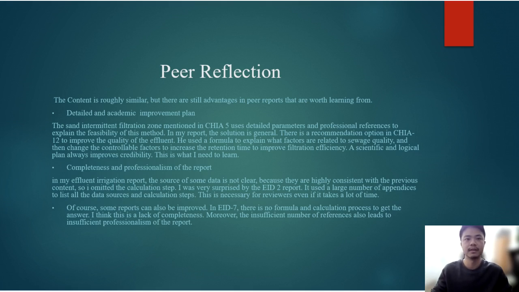Of course, some reports do need to be improved. For example, in the EID report 7, there is no formula or calculation process to get the answer, and it doesn't have any appendix. I think this report lacks completeness. Moreover, the number of references also needs to be improved.